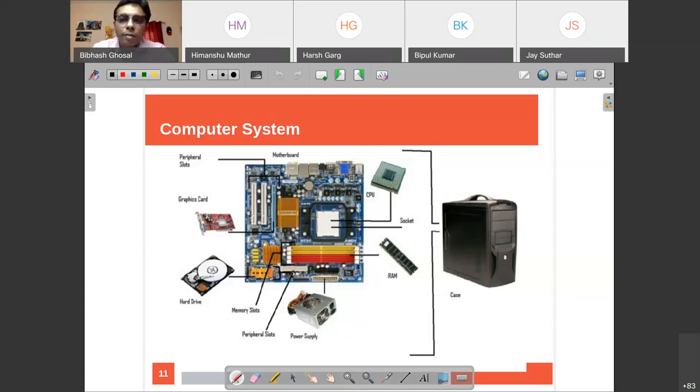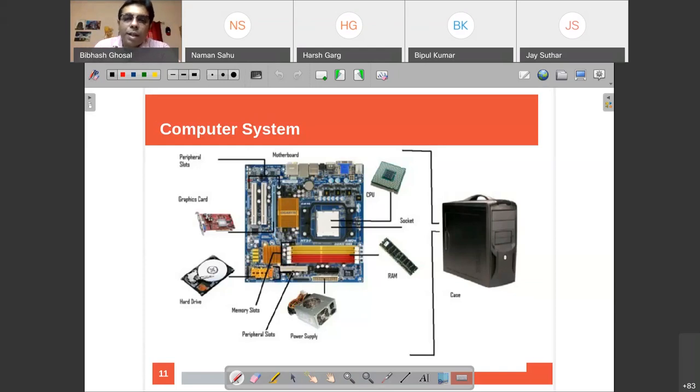Anyone who has opened the computer and checked what is inside? Yes, sir. Yes, sir. Do you relate to this figure that has been shown here? Yes, sir. We can relate. Okay. This is called a motherboard, right?